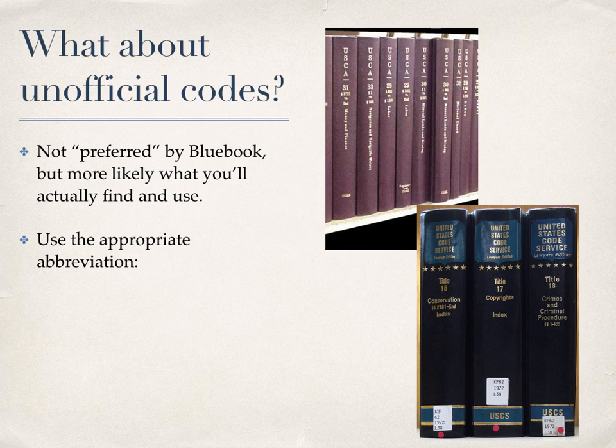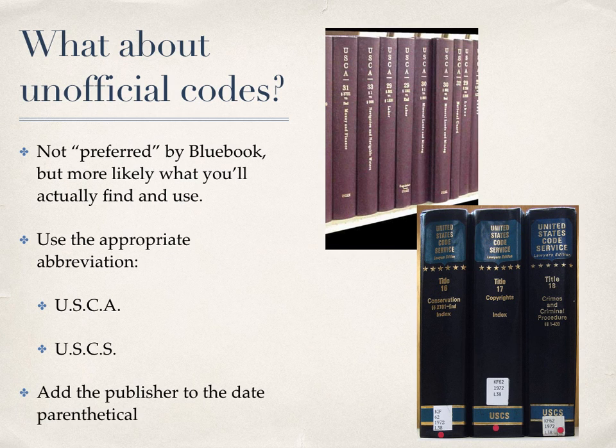So, how do you do this? Well, first of all, figure out which unofficial code you're using. And remember, Westlaw carries the United States Code Annotated. Lexis carries the United States Code Service. So when you're using those electronic forms, you are, in a sense, looking in these books, albeit electronically. Use the appropriate abbreviation. The United States Code Annotated is abbreviated USCA. The United States Code Service is printed USCS.